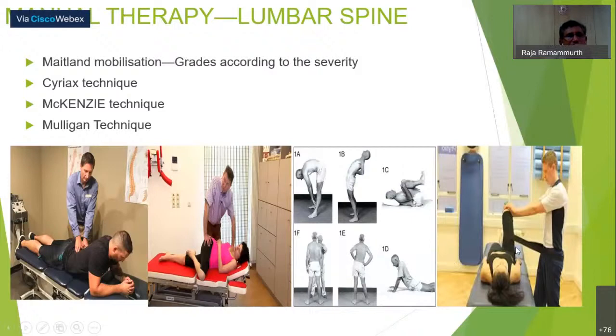Then the fourth technique, which is called the Mulligan technique, they perform the technique of the Mulligan belt, right? By way of reaching the other region, they strengthen the back muscle. In such a way they do the therapy.